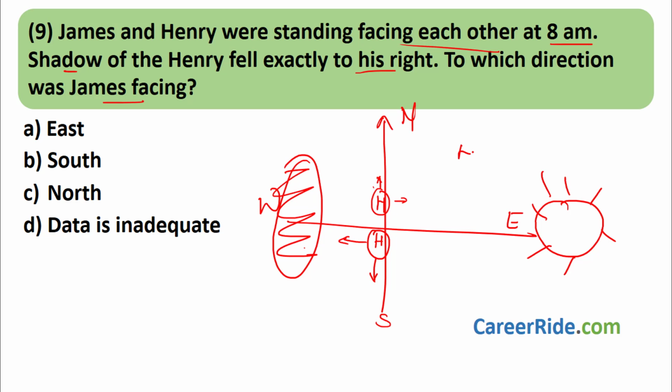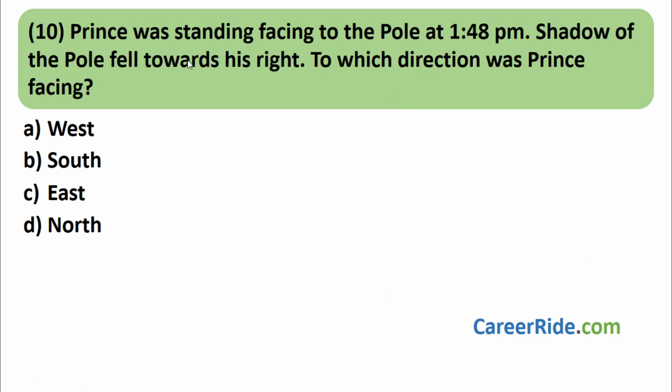So this is Henry. Henry is facing south, and we know James and Henry are facing each other. So James has to face Henry. So James is facing which direction? James is facing north. So north is the answer. Moving to the next question. Question number 10. Prince was standing facing the pole at 1:48 p.m. Shadow of the pole fell towards his right. To which direction was Prince facing?